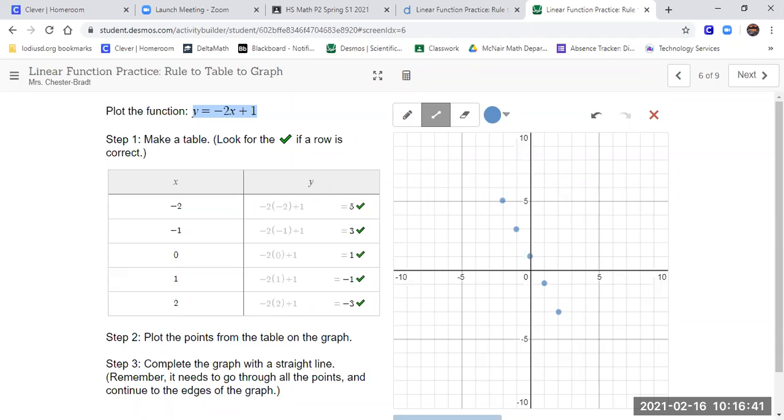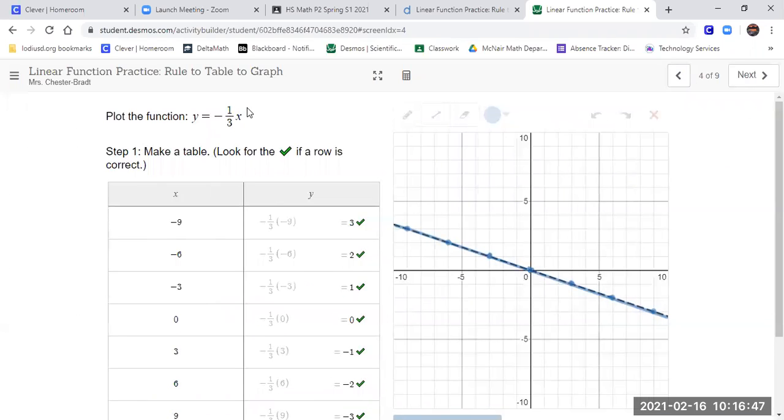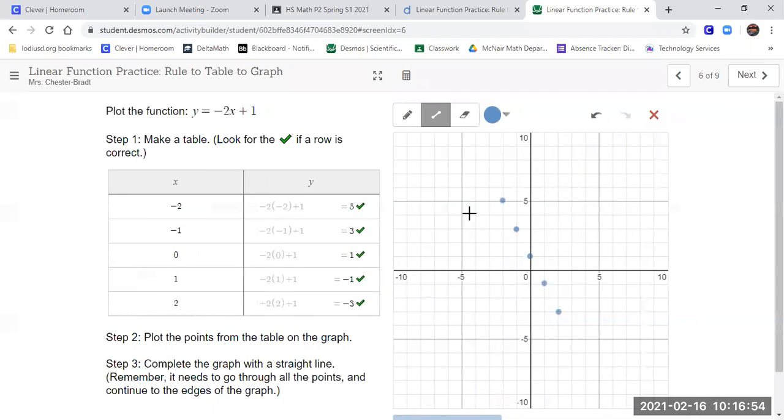The +1, which is what I just got done saying for this one. This is not proportional because of the +2. The only way you're proportional is when there's nothing added or subtracted. It's just multiply. Okay, we're connecting. I have to be able to go all the way from edge to edge. That means I need to figure out what's happening with my pattern.